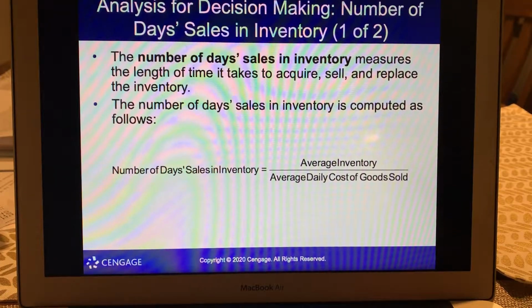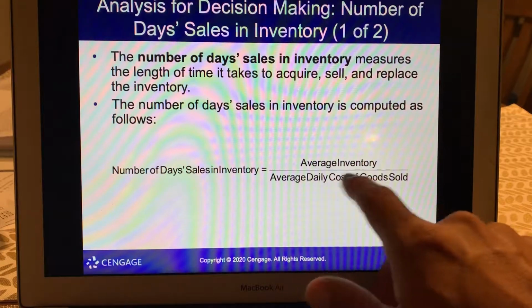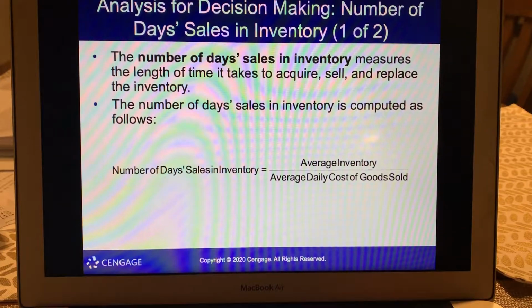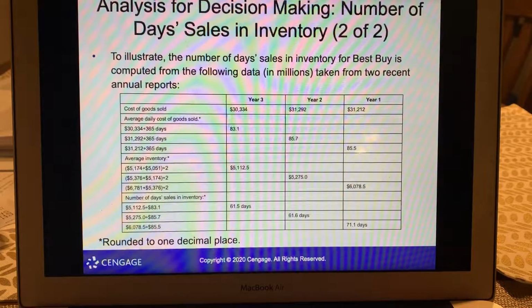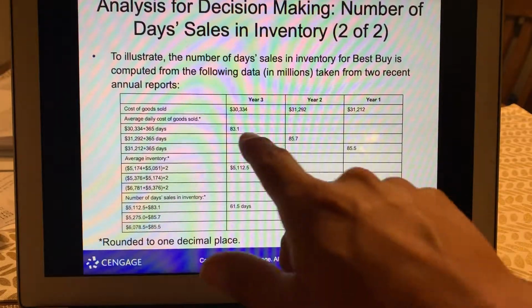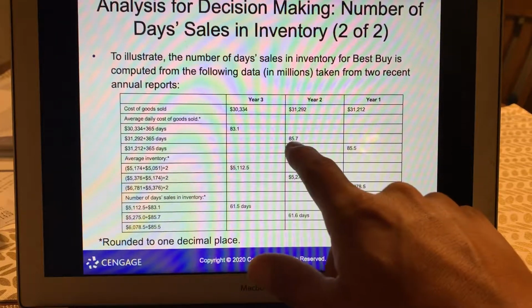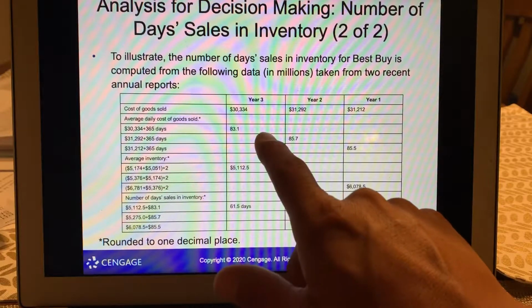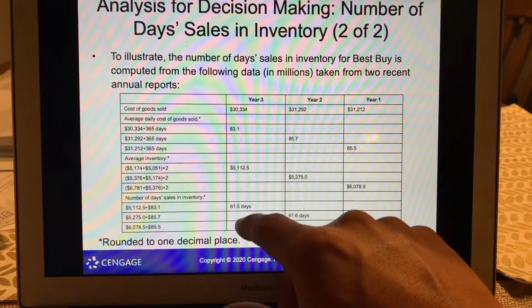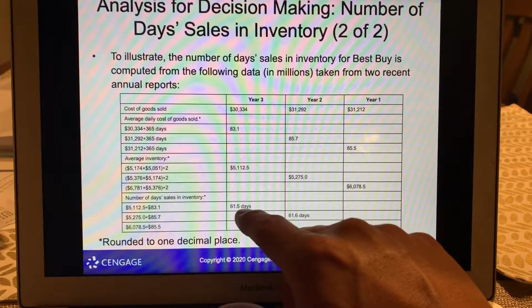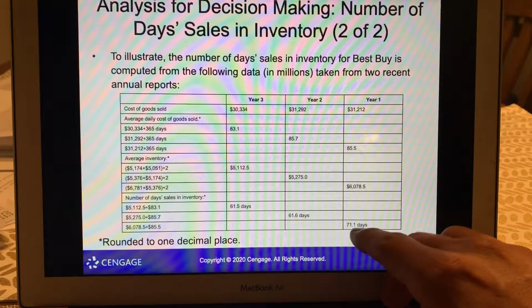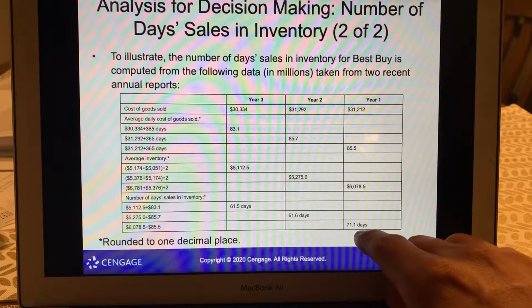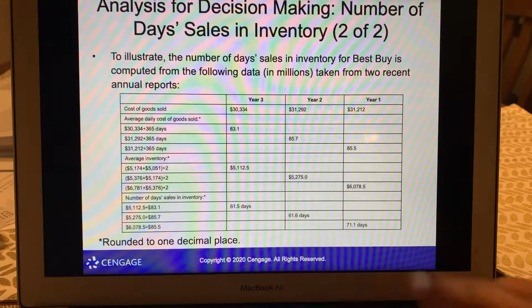Number of days' sales in inventory is average inventory divided by average daily cost of goods sold. So this is taking a look at the number of days this is staying in your system. So this is staying in your system for 83 days, 85.7 days, 85.5 days. Here's your average inventory. So this has been in our system for 61.5 days, 61.6 days, 71.7 days. So something's up here. So adjustments were probably made there. That's kind of high compared to year 3 and year 2.